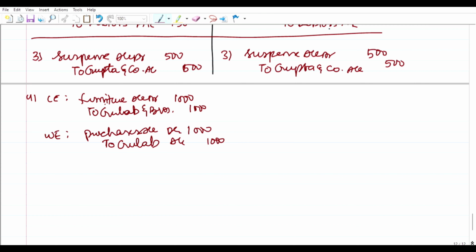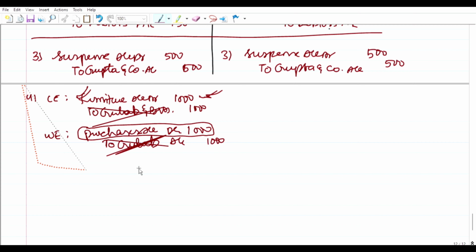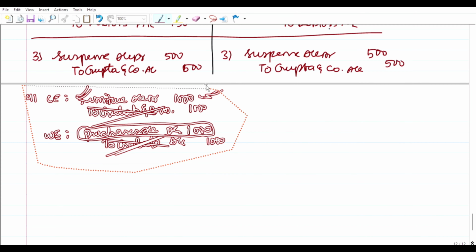That means the credit entry for Gulab and Brothers was posted correctly, but the debit has not been made to furniture. The purchases entry is not to be brought into the books of accounts, but this 1,000 rupees of balance has been increased, which is wrong. In order to remove that, we have to credit purchases account and debit furniture account, right? So we will write the entry directly there.